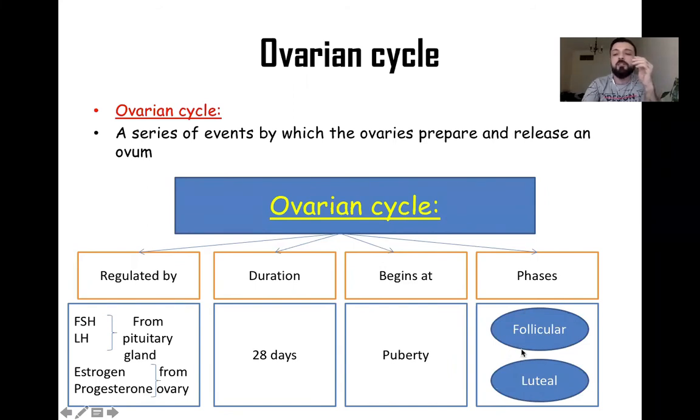In addition, the phases of the ovarian cycle: the first 14 days are the follicular phase, because it's the 14 days where the follicles are developing. The luteal phase is because of the development of the corpus luteum, which is the second 14 days. In between them, there's a major event that we call what? Ovulation. It's the event where the egg is released into the fallopian tube.